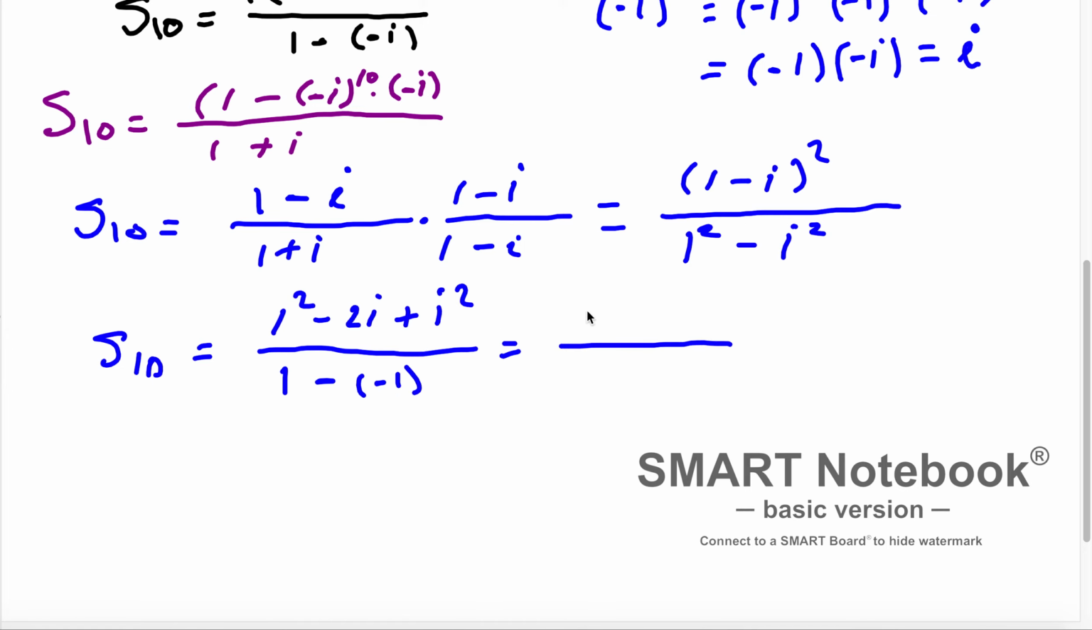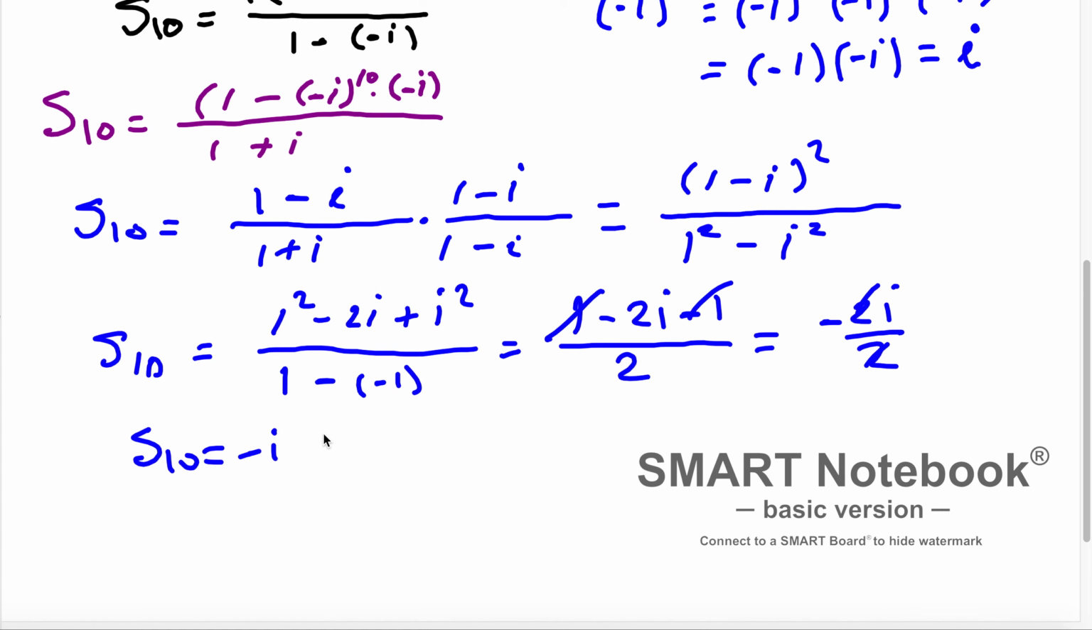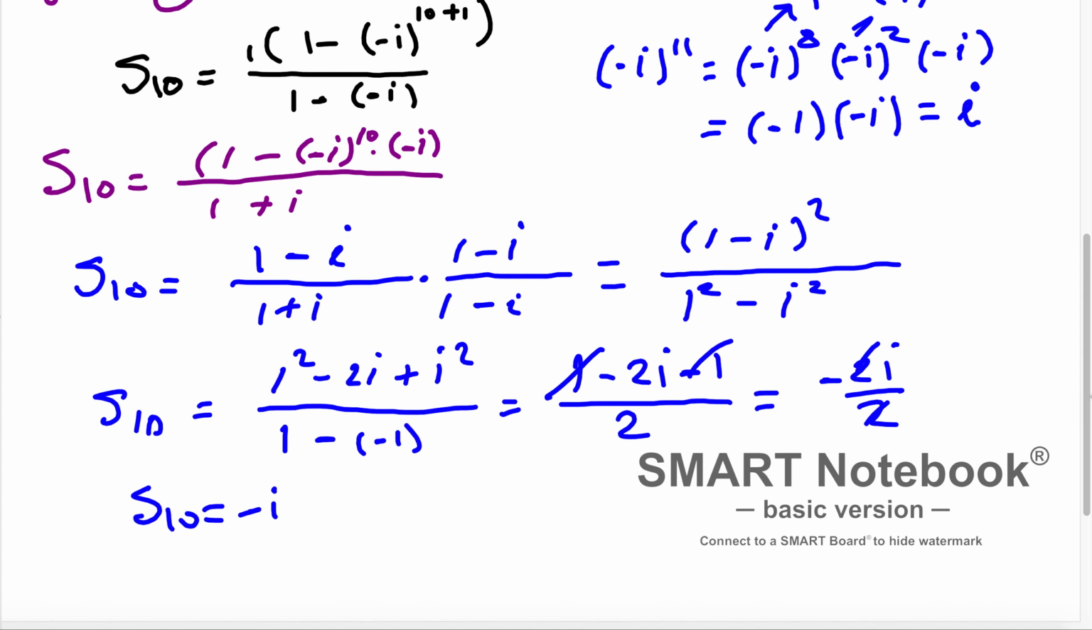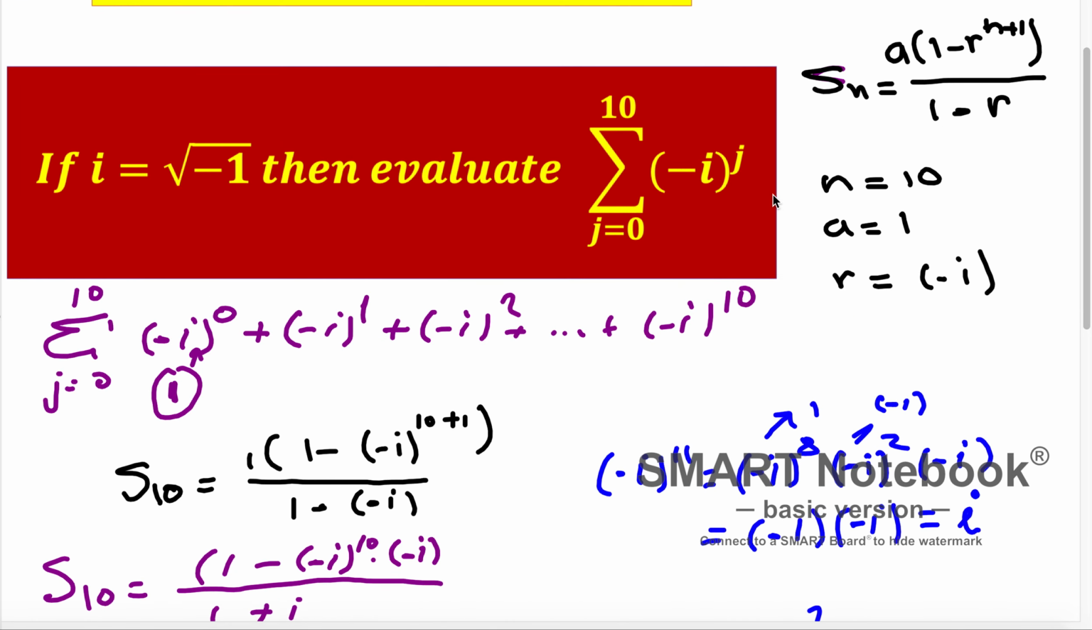So by the end, 1 minus 2i, but i squared is minus 1. And in the denominator, 1 minus (−1), negative and negative is positive, 1 plus 1 is 2. In the numerator, 1 minus 1 we can subtract, what remains is minus 2i, divided by 2. We can simplify 2 by 2, and S10 is equal to minus i. So the sum of the series is equal to minus i.